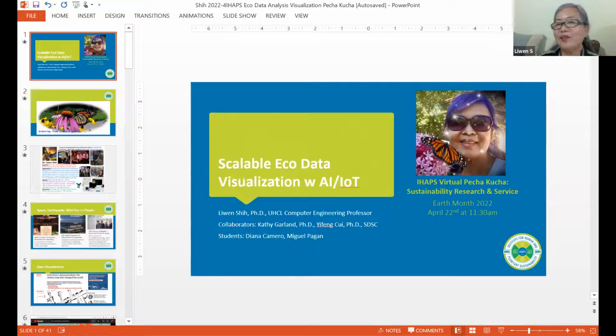Engineer. My name is Liwen Shih. So today my main purpose is two things. One is to get data from y'all. Second thing is that I'm going to tell you how supercomputer, Internet of Things, and artificial intelligence can help you to analyze and visualize your data and then provide decision making at the end.